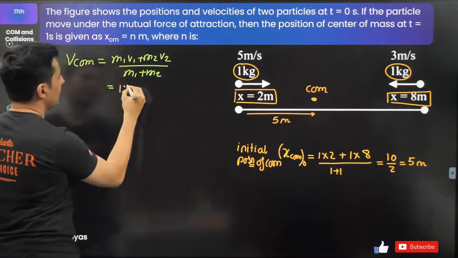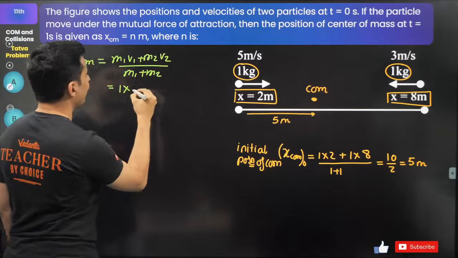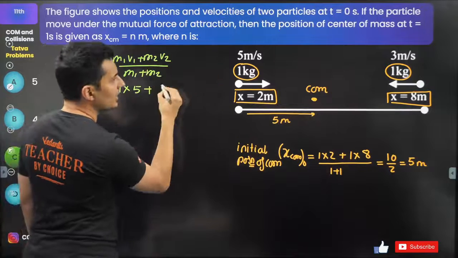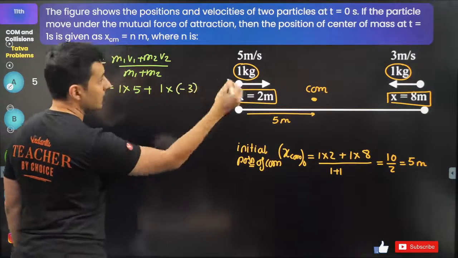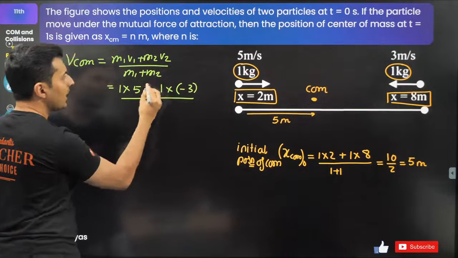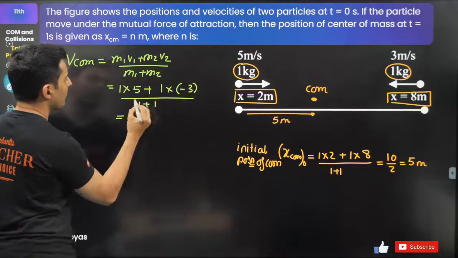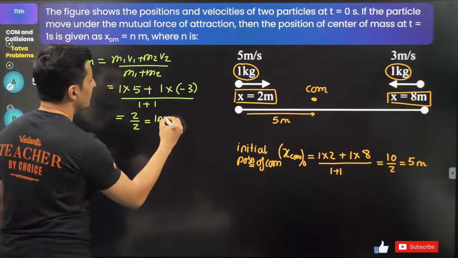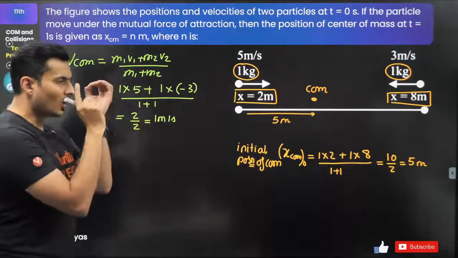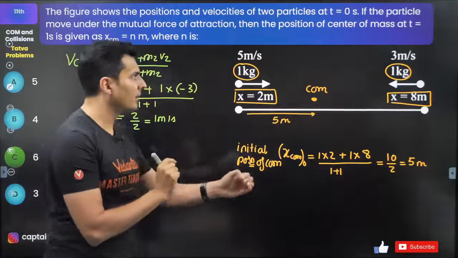m1 is 1, v1 is 5, plus m2 is 1, v2 is minus 3, minus because it's this side, over m1 plus m2, so 1 plus 1. So 5 minus 3 is 2, 1 plus 1 is also 2, this is 1 meter per second. So every second it moves 1 meter.